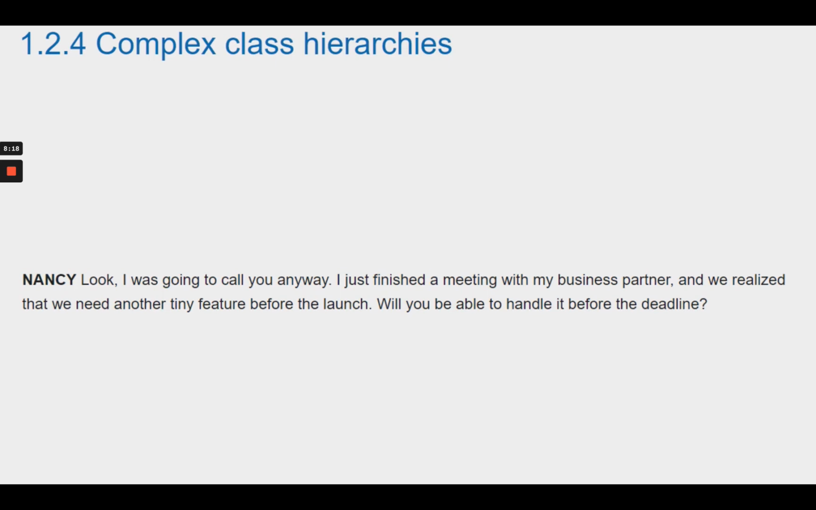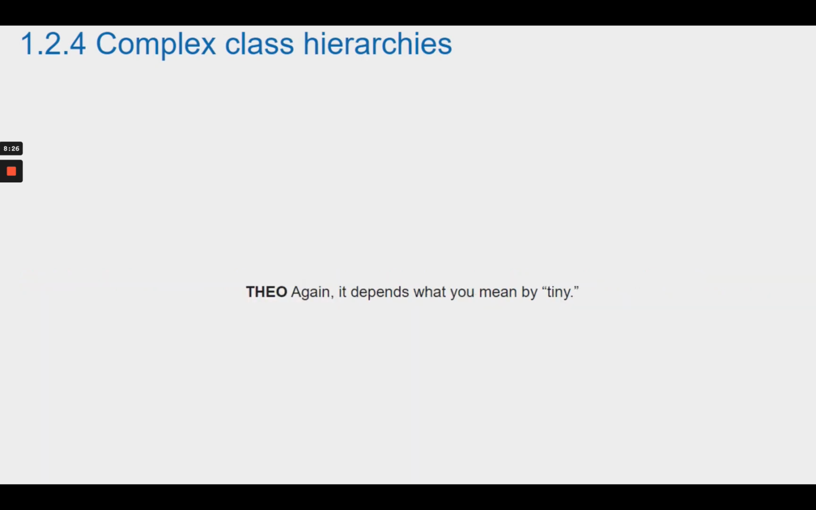I just finished a meeting with my business partner and we realized that we need another tiny feature before the launch. Will you be able to handle it before the deadline? Theo: Again, it depends what you mean by tiny. Nancy: We need to add super members to the system. Theo: What do you mean by super members? Nancy: Super members are allowed to list the books lent to other members.